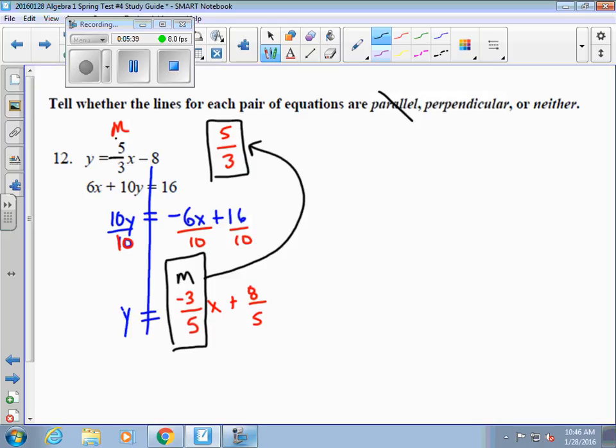Both of those things have to happen for it to be considered perpendicular. Not one or the other, but both of them. In this case, positive becomes negative, and 5 over 3 flips. Therefore, these lines are perpendicular. If they would be not the same and not negative reciprocals of each other, you would choose neither one.